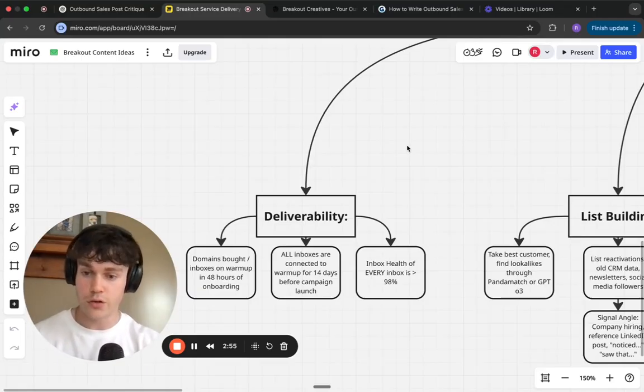Deliverability is the first pillar that you should focus on, because if you get this wrong, everything else goes to shambles. It does not matter in the slightest.